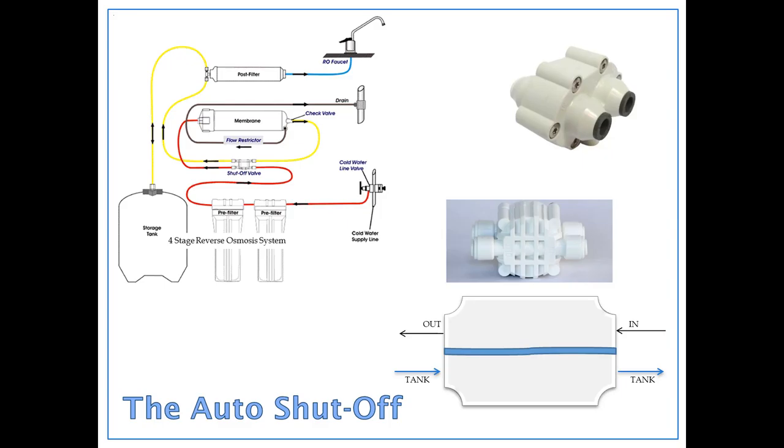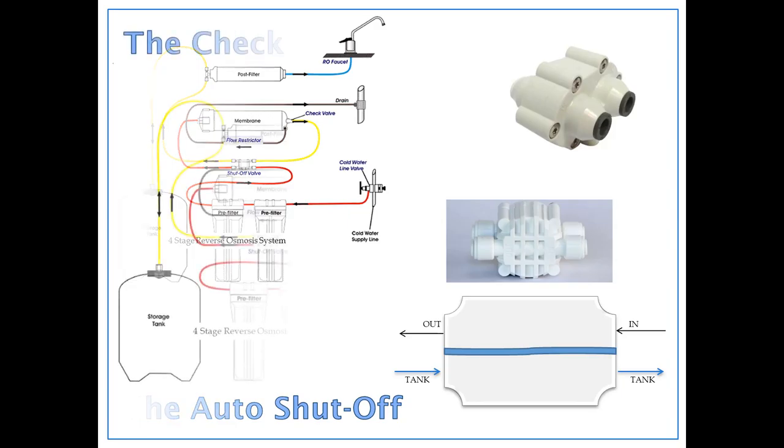So in a nutshell, what happens with this auto shutoff valve is it basically has a diaphragm in it that measures the back pressure in the storage tank. Most shutoff valves have a ratio of when the storage tank water gets to 65% of the feed water pressure, that diaphragm basically closes and shuts the system down.